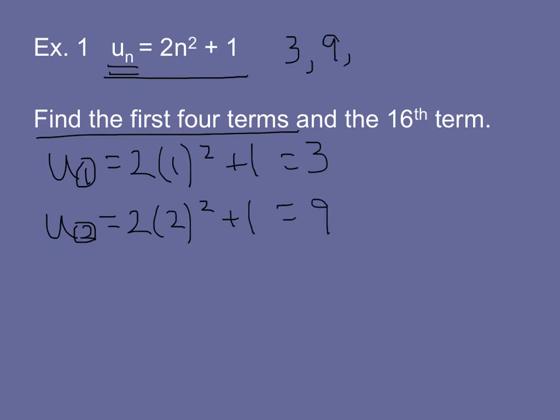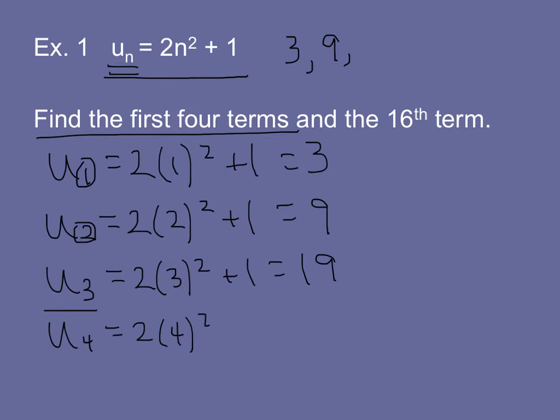To get the third term, now n is 3, and this again is my notation for third term. So now I need to do 2 times 3 squared, still plus 1, and that's 9 times 2, which is 18, and 1 is 19. And the fourth term would mean n is now 4, so I'm putting in 4 for n, and I get 16 times 2, which is 32, plus 1 is 33.